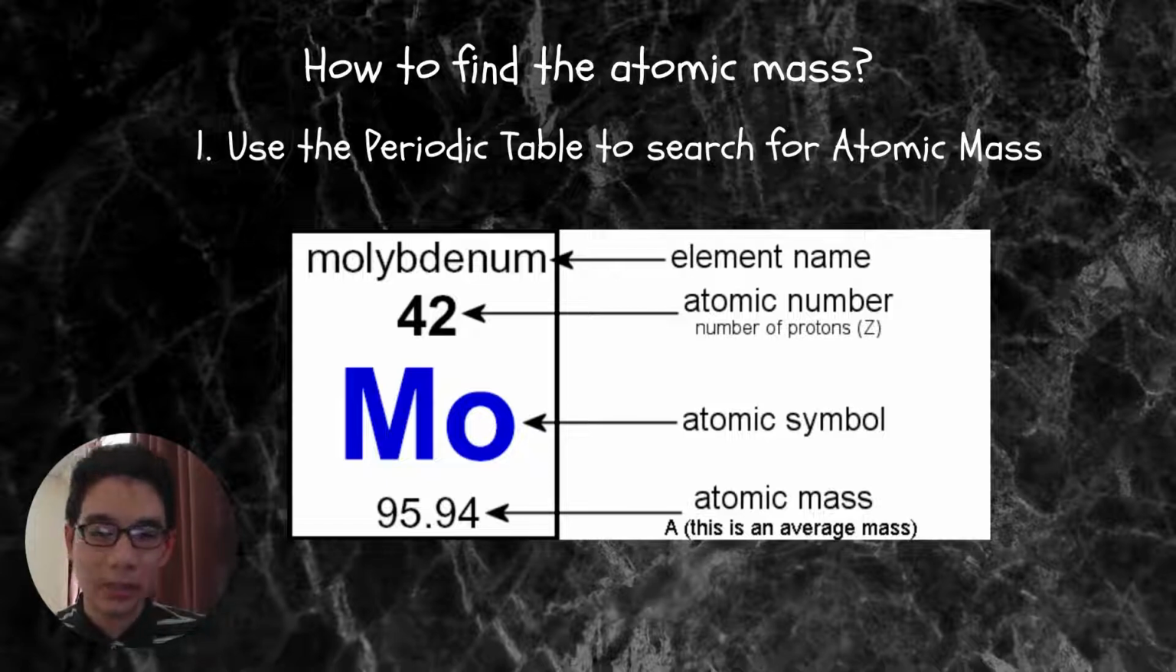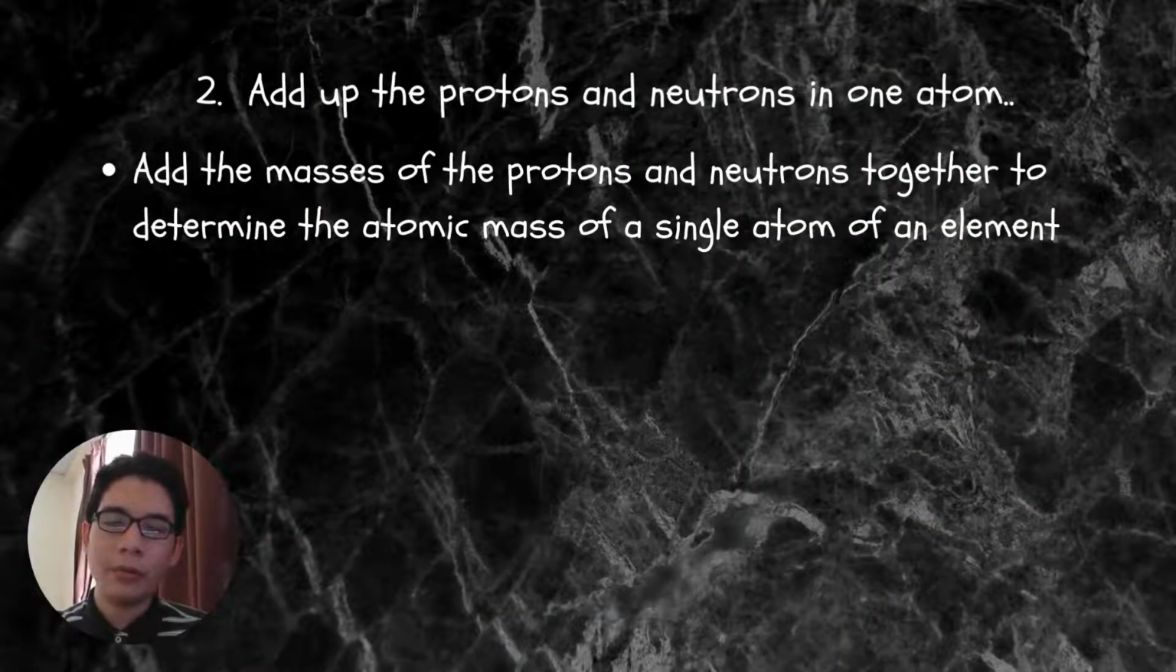As you can see in the picture right here that I showed you, beneath this atomic symbol Mo, there is an atomic mass of 95.94. This is an average mass. So you can use this diagram, understand it, and find where the atomic mass is in the periodic table. So the first method is you look at the periodic table to know the atomic mass.